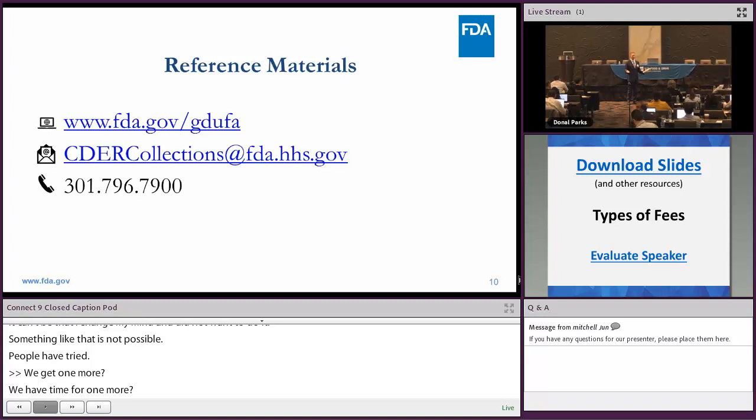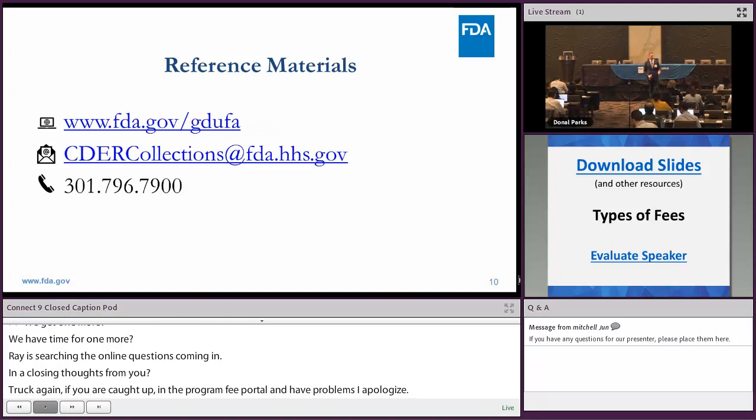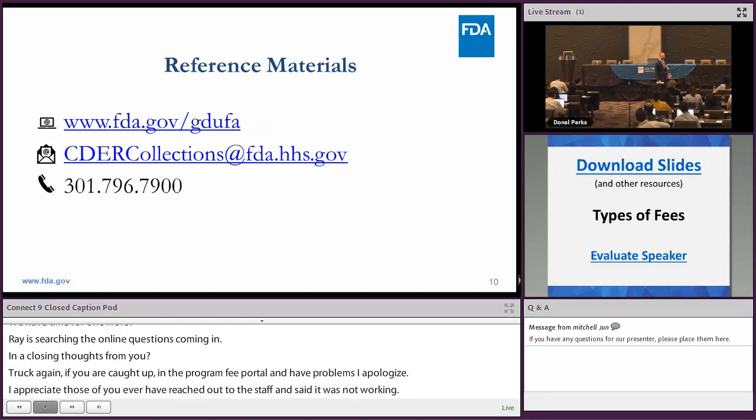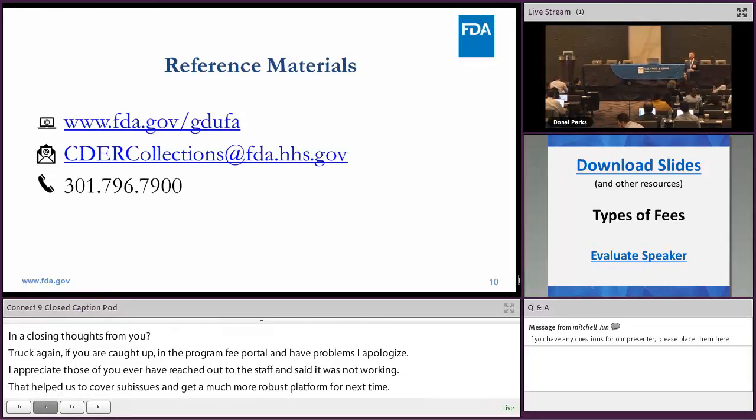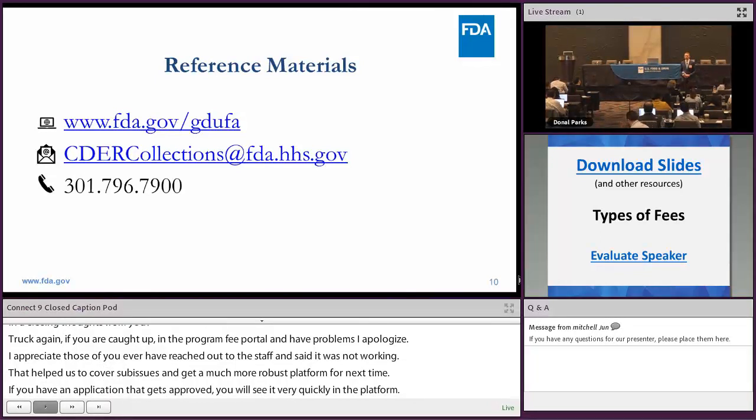So again, if you were caught up in the testing, if you will, of the program fee portal and had problems, I apologize. But I do appreciate those of you who reached out to my staff and said, hey, this isn't working with Gives. That really helped us uncover some issues and hopefully made it a much more robust platform for next time around. And don't forget, if you have an application that gets approved, you'll see it very quickly in the platform. So I would encourage you, if you do have a change to your situation, you have a new affiliate, you sold off some stuff, check it in the platform as you go. That way we're not at a rush.